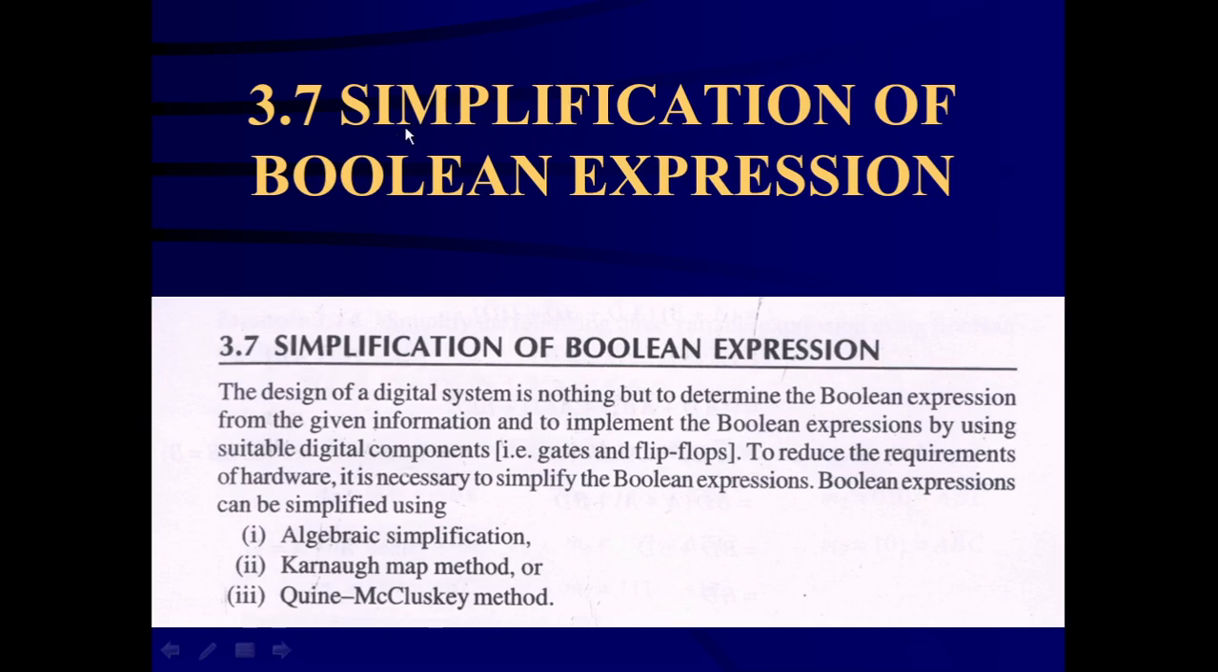So now we are going to study the simplification of Boolean expressions. Simplification of a Boolean expression can be done by any of the following methods. Either algebraic simplification, that is using the Boolean laws and theorems which we have studied, or we can utilize the second method, known as the Karnaugh map method, or a third method, the Quine-McCluskey method.